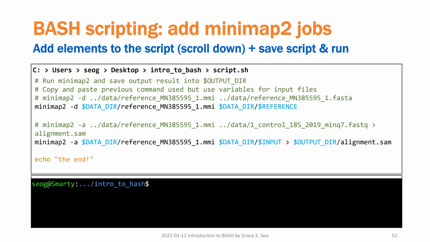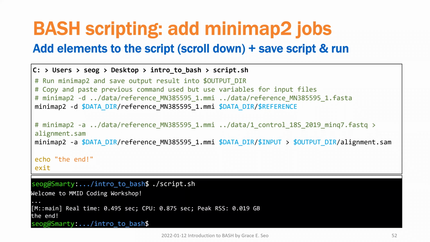And lastly, I always like to include an exit. It tells the editor of this file or the computer that they've reached the end of the script. It's just a small practice. So now we can save and run the script again. And you've just made your first script automating the Minimap2 analysis.